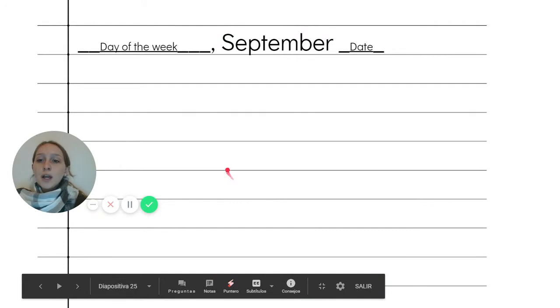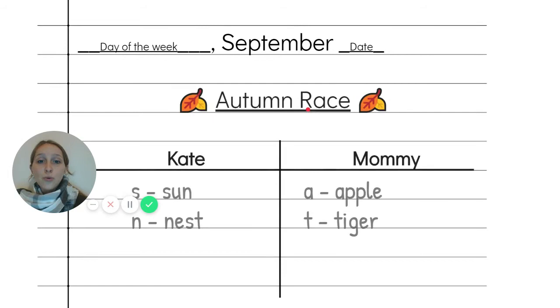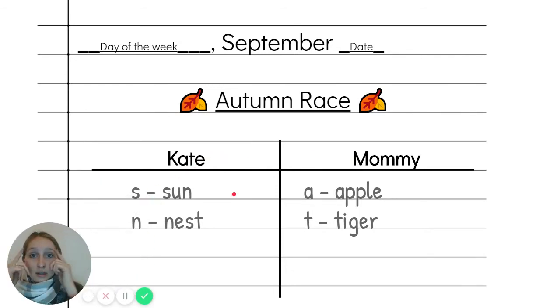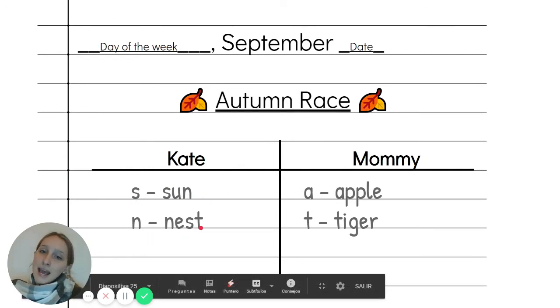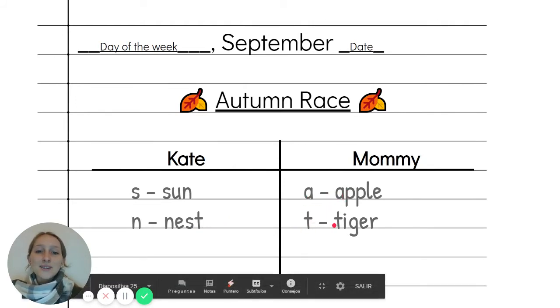So, in your copybook, you're going to write today's date, the day of the week, September, the month, and the date. And then you're going to draw a chart, write the title, which is Autumn Race, and write your name and the name of the person who is playing with you. And like this, you can write all the words that you can think of. Sun, nest, apple, tiger.